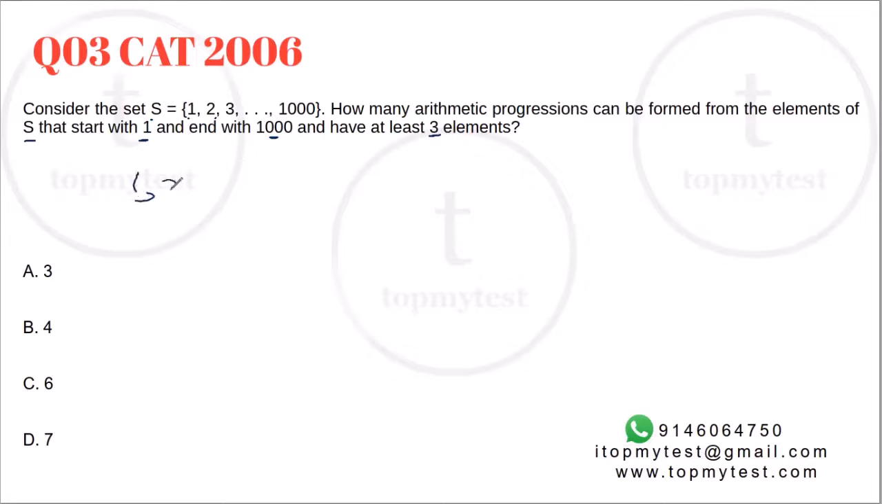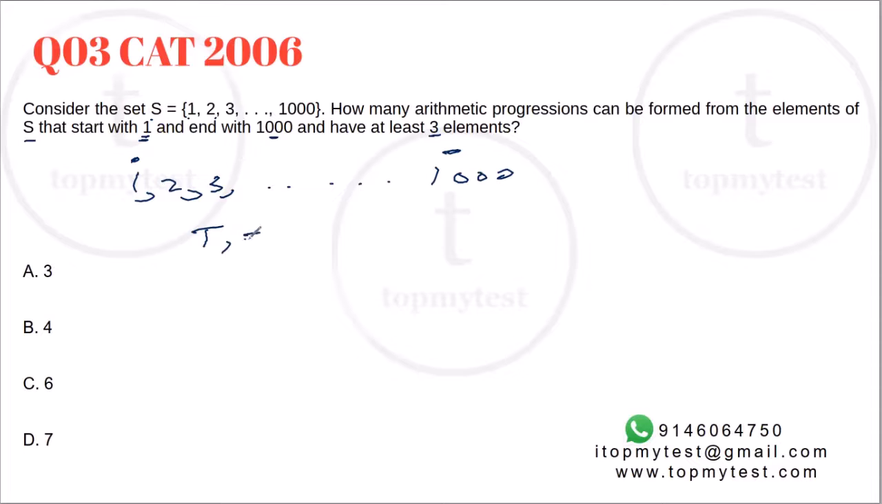So you have 1, 2, 3 till 1000. It has to contain at least 3 elements. So I cannot just make a progression which has 1 and 1000. It has to contain at least 3 elements out of this, so one more element at least. And it should be an arithmetic progression. So it should start with 1 and end with 1000.